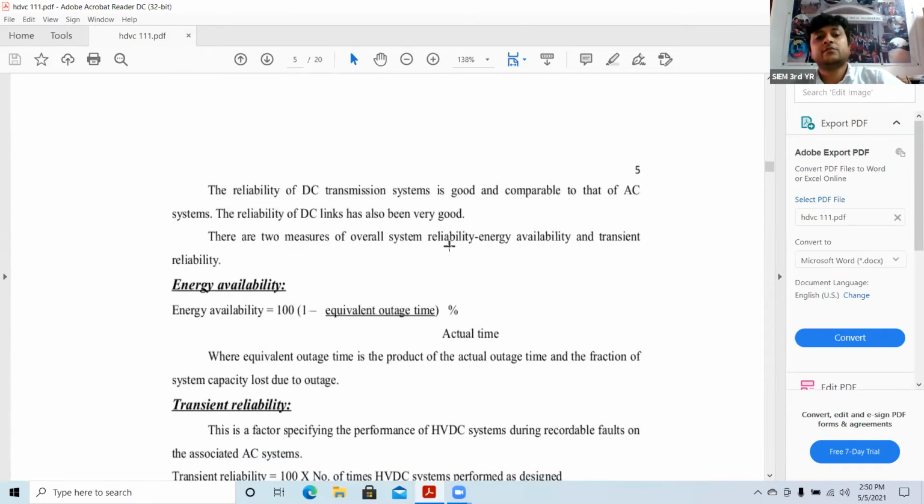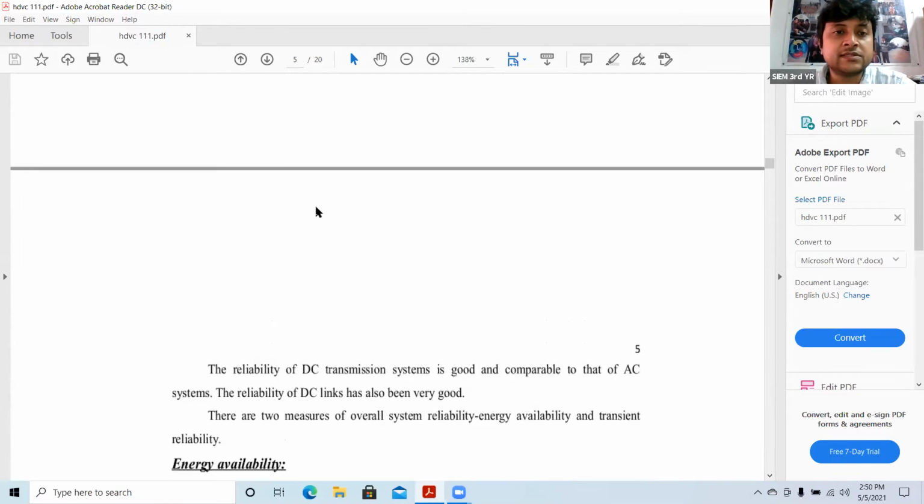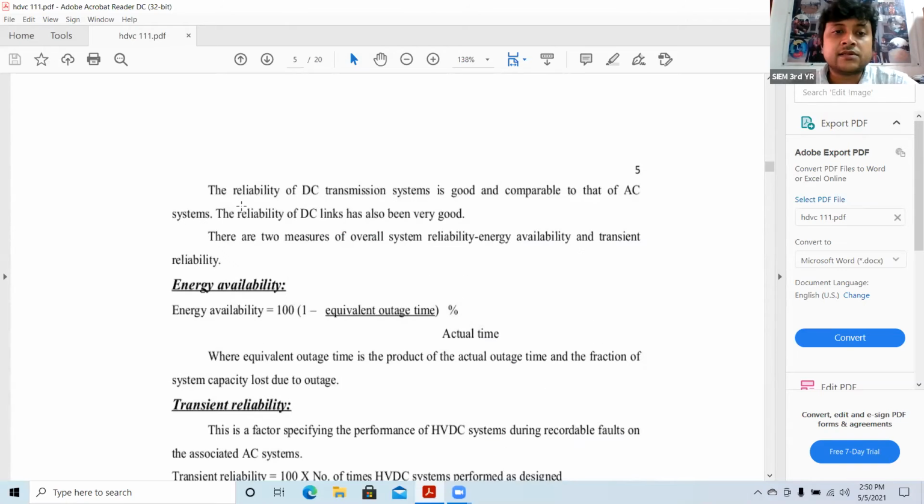Now, this formula you have to know. Okay. Now, what is reliability? The reliability of a DC transmission system is good and comparable to that of AC systems. The reliability of DC link has been very good. So there are two measures of overall system reliability: energy availability and transient reliability. So two kinds of reliability are there.